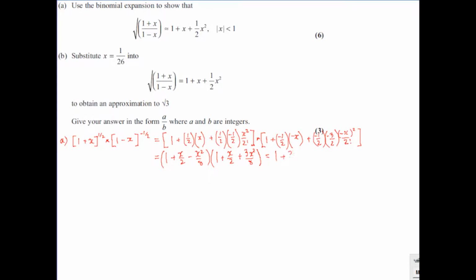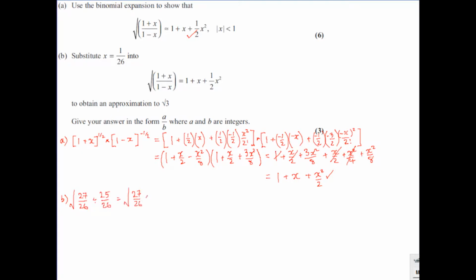So what does it look like? It looks like this. 1 times 1 plus x over 2 plus 3x squared over 8 looks like that. x over 2 times 1 plus x over 2 looks like that one. And minus x squared over 8 times 1 looks like minus x squared over 8. So let's simplify this. We've got 1, there it is, x over 2 plus an x over 2 is an x, and then that x squared, if you remember, it was that one. So that x squared over 4, take away x squared over 8, leaves an x squared over 8. Add 3x squared over 8, that's x squared over 2. Brilliant. We've got those 6 marks.